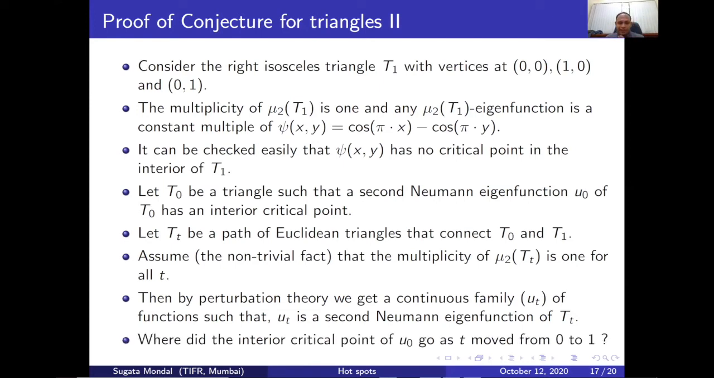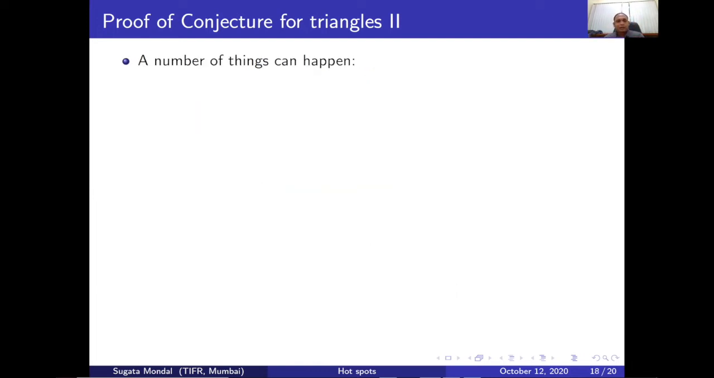Okay, so once I have that, the question we ask is this: by assumption, T_0 has some critical point in the interior of the triangle T_0. Then where does this critical point go as t moves from 0 to 1? As I also mentioned, when we move to t equals 1, the second Neumann eigenfunction is going to be a multiple of this nice function that has no critical points at all. So somehow this critical point of u_0 has to go away as we move along t.